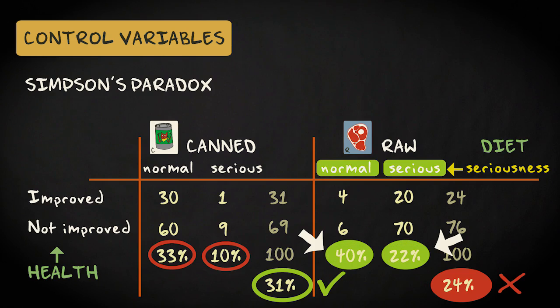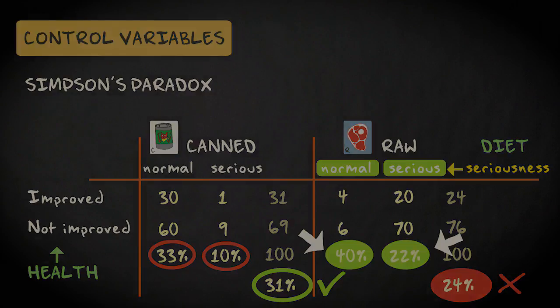The relation reverses. The raw diet suddenly outperforms the canned food diet for not just one, but for both levels of the control variable, once the control variable is taken into account.